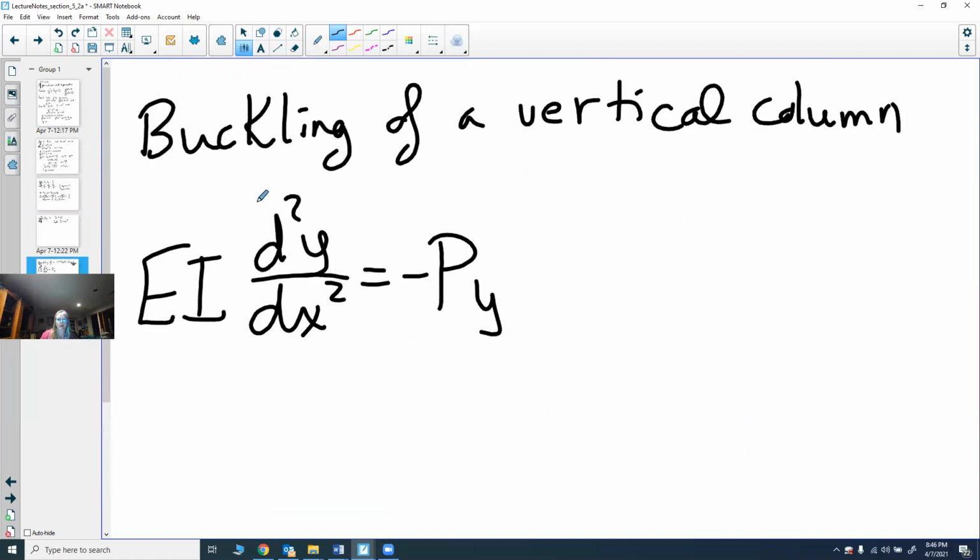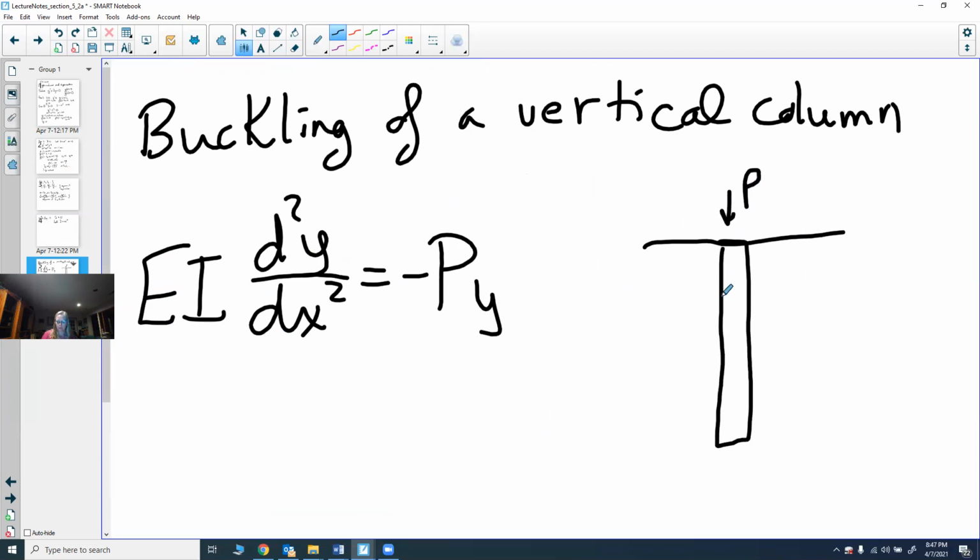This gets us into something we call buckling of a vertical column. We're going back to that same modulus that we were working with before, which is equal to minus P times Y, where P again is your load. And what you're going to have is some kind of vertical column. So here's my vertical column here. And then I'm going to put a load on this. That's what P is, my load.